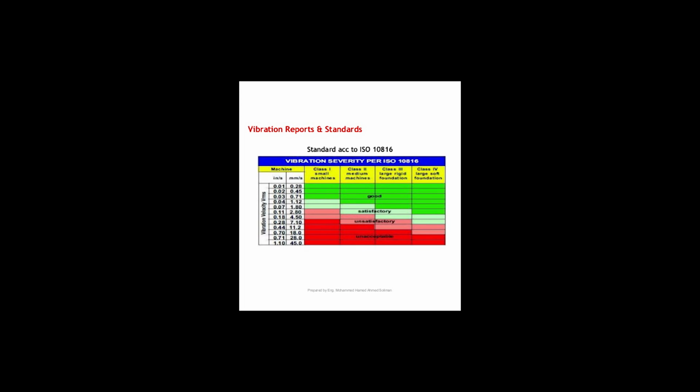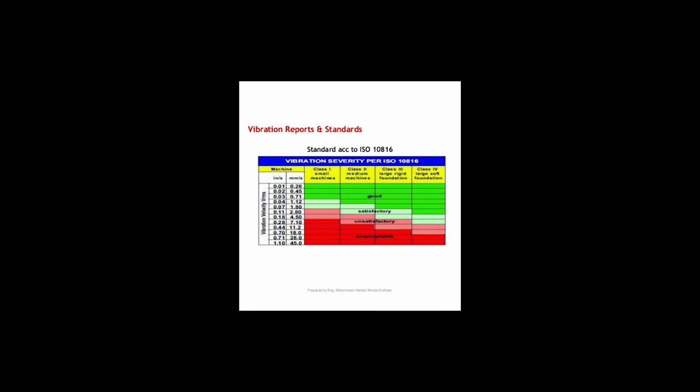For class 3, vibration is lowest from 0.28 mm per second to 1.8 mm per second, satisfactory from 2.8 millimeter per second to 4.5 millimeter per second, and unsatisfactory from 7.1 to 11.2 millimeter per second. And last is unacceptable from 18 to 45 millimeter per second.